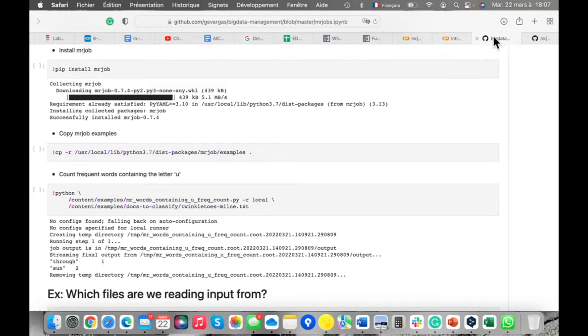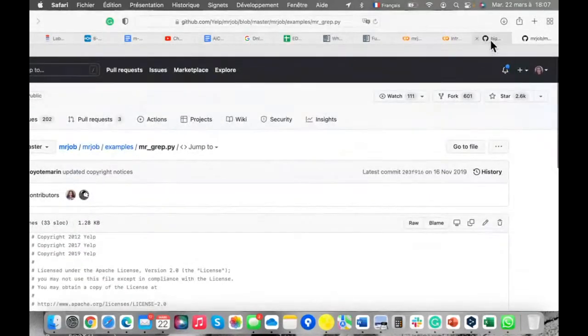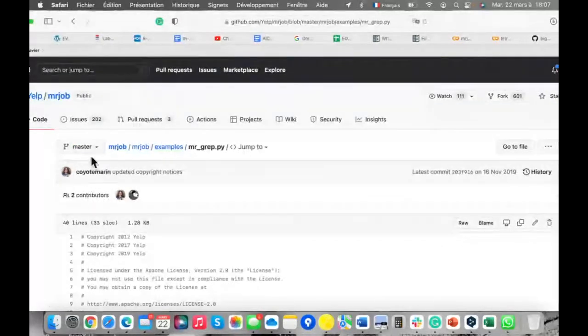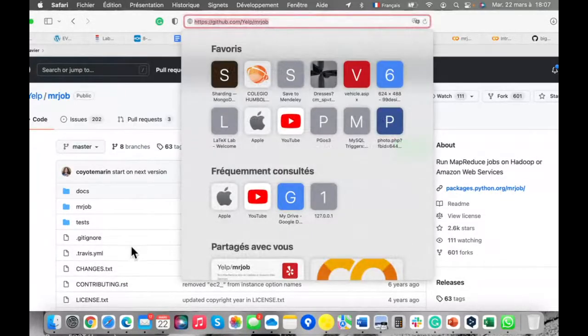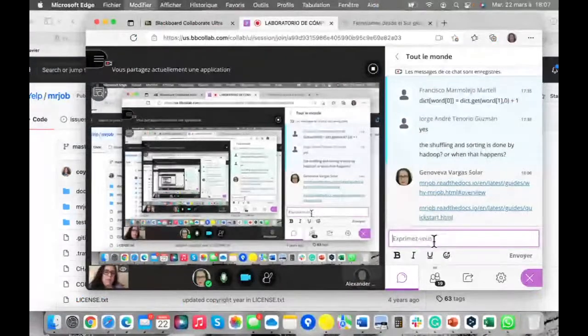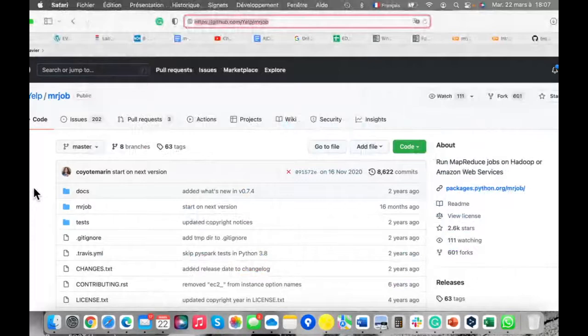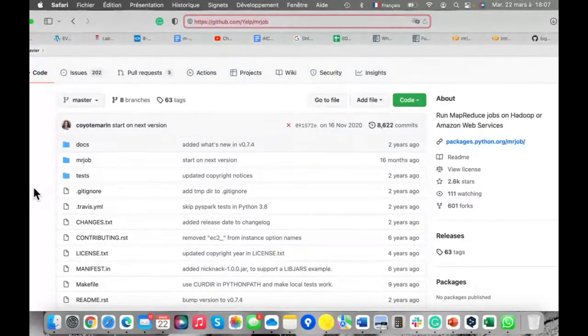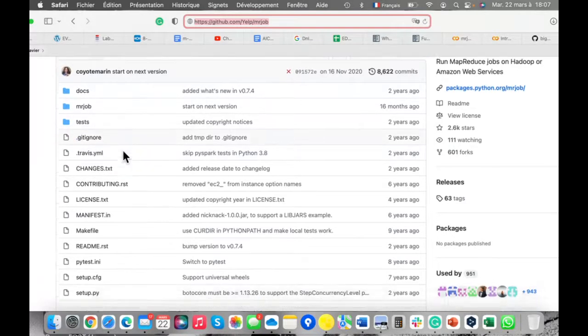You're welcome. So I'm just going to give you the link, the GitHub link, so that you see. Nice that you asked. So if you go to the GitHub of MRJob, I'm going to share it again here. It's a mess, but it's not my mess, it's the discipline's mess. So this is the GitHub of MRJob. You have here examples, documents, a lot of tests.